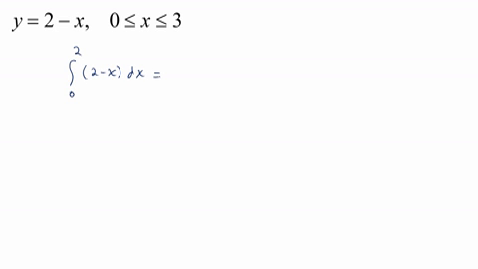So the antiderivative of 2 minus x with respect to x would equal 2x minus x squared all over 2, and we will evaluate that from 0 to 2. So substituting 2 in first, 2 times 2 is 4, minus 2 squared would be 4, 4 over 2 is 2, minus what we get when we substitute in 0, which would just be 0. So the result of our first definite integral would equal 4 minus 2 is 2, 2 minus 0 is 2.